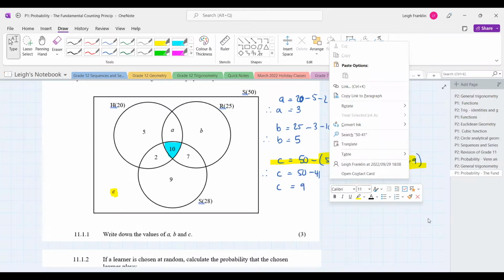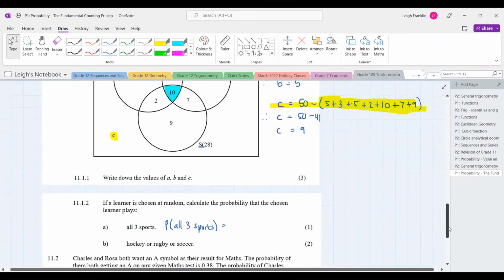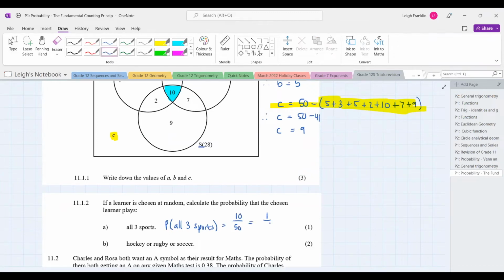Whoopsie daisy, sorry, hang on 1 second. I don't have my mouse. So, okay, all three sports, quite right. That would be 10 out of 50 or 1 out of 5. Okay, now they say hockey or rugby or soccer. What does that mean? What does the word or mean?